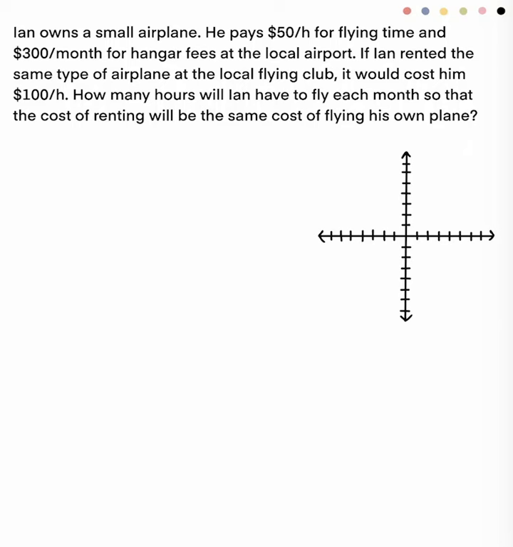So this says, Ian owns a small airplane. He pays $50 an hour for flying time and $300 a month for hangar fees at the local airport. If Ian rented the same type of airplane at the local flying club, it would cost him $100 an hour. How many hours will Ian have to fly each month so that the cost of renting will be the same as the cost of flying his own plane? Basically, where is the point of intersection on these two lines, where the cost will be the same no matter which option Ian chooses.